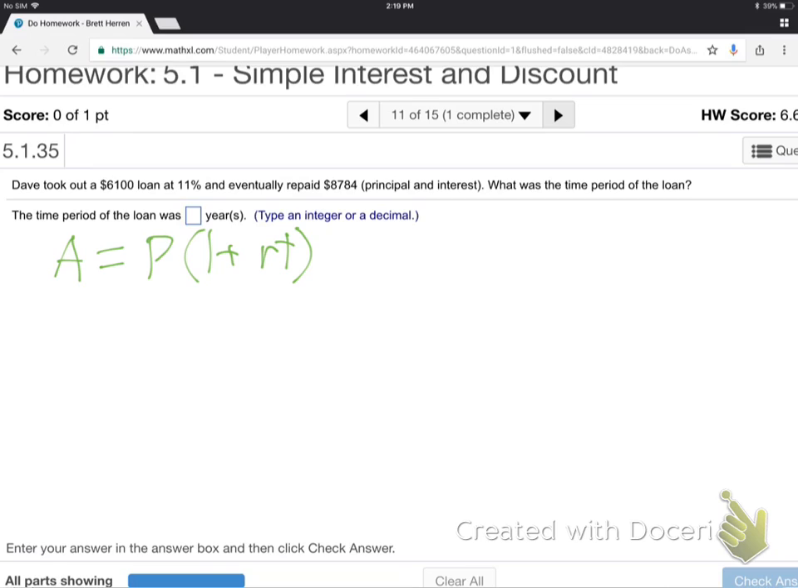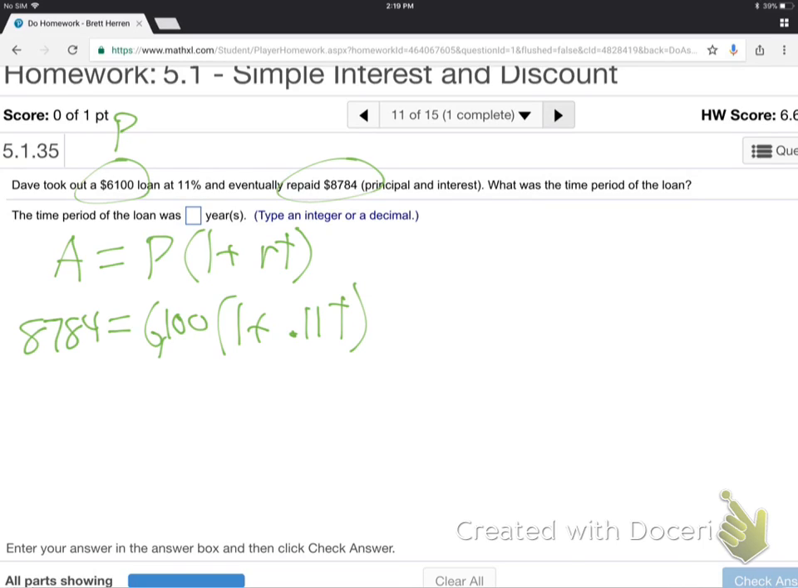All right, we good? So Dave took out 6,100. 6,100 is what letter? That's the P, the principal. And 11%, that's the rate, 0.11. The T we don't know. And he repaid 87.84. That's the amount. Good? So we need to solve that equation for T. First step, divide by the 6,100. Boom. What do we get there?